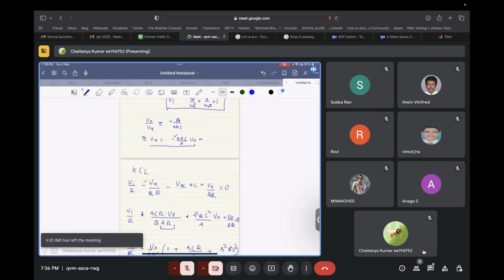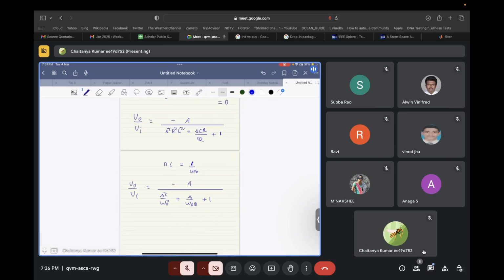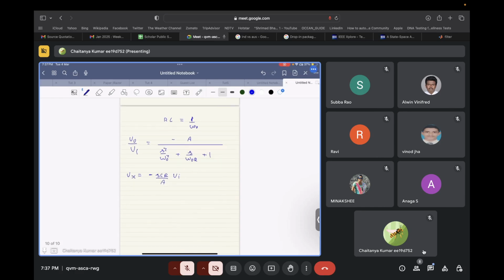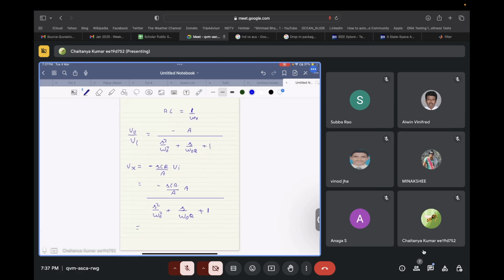So we have relationship between Vx and V naught over here. So if V naught is minus A times Vi divided by the second order denominator, so Vx will be equal to minus of SRC by A times Vi. So we have minus SRC by A times A over S square by omega naught square plus S by omega naught Q plus 1. So we still have the same Vx.